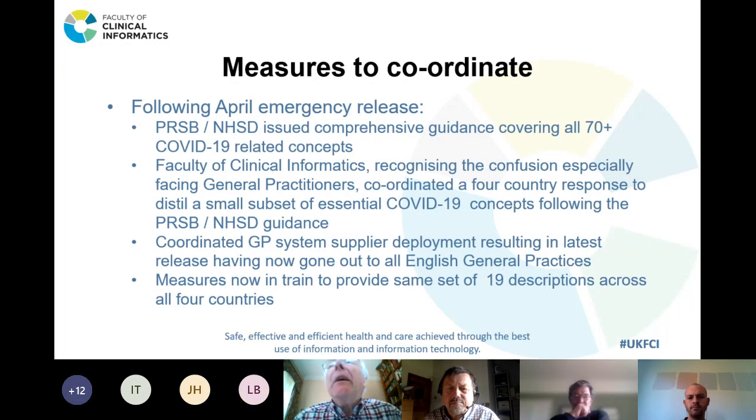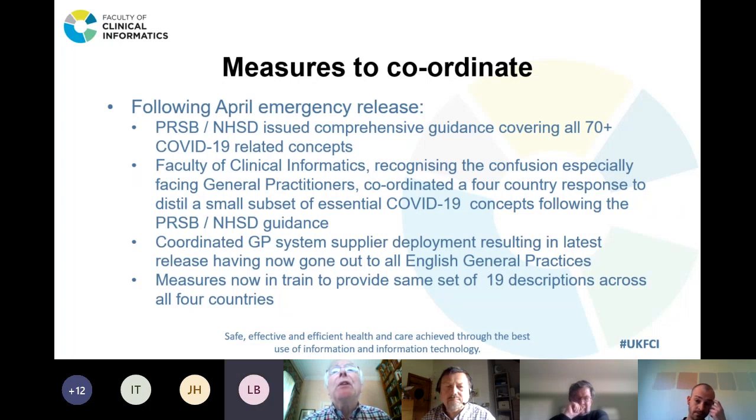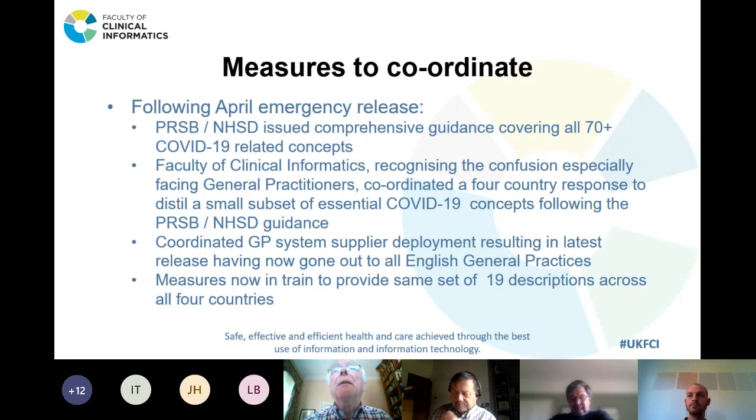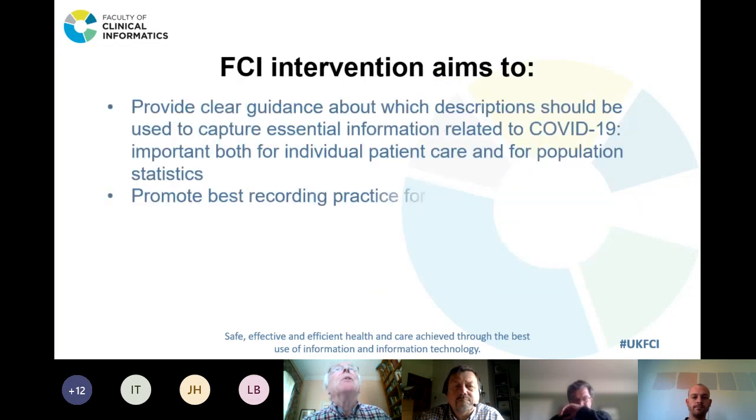And also, I think the PRSB and our actions have probably stimulated the GP system suppliers to sort out deployment. So they've quite rapidly gone ahead and deployed that latest release. That's certainly true for TPP SystmOne and for EMIS in England. I think it's also now true for Vision. They certainly started that deployment last week. I'm not sure if it's complete yet, but I suspect it probably is. And we now have measures in train to ensure that the same set of 19 descriptions will become available across all 4 countries. Can you go to the next slide, please, Joe? Thank you.